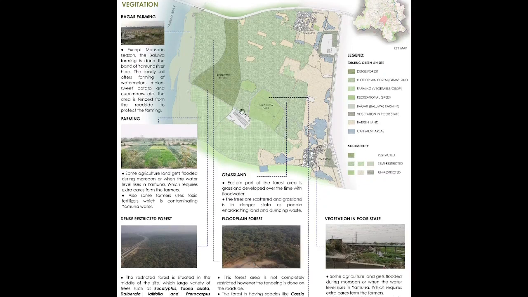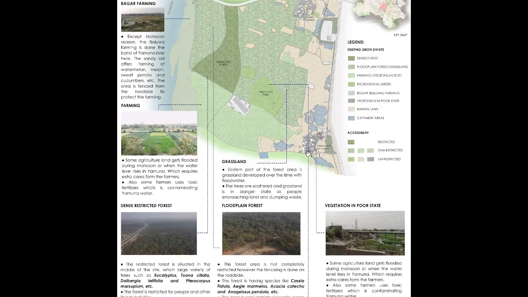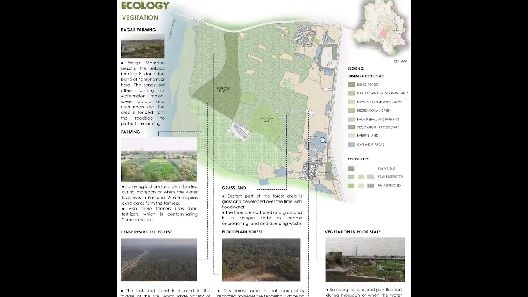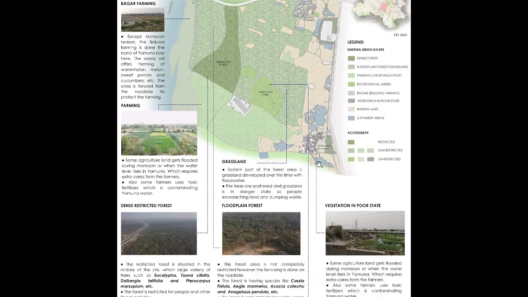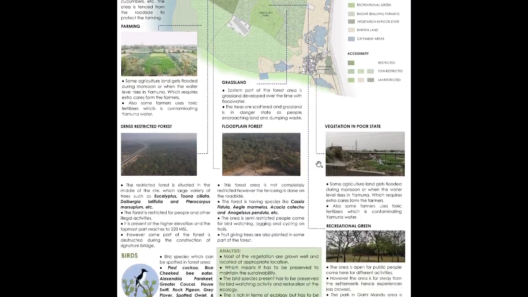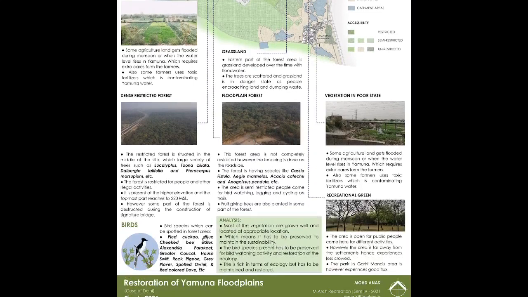And there is farming happening over here. Balua farming is also happening over here. So we need to look after the green areas which are in poor state, which will help in proposing the design on the site. There are also some bird species which will help in passive recreation, for bird watching and all.